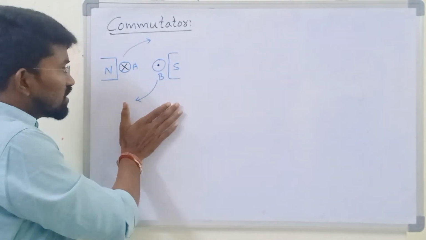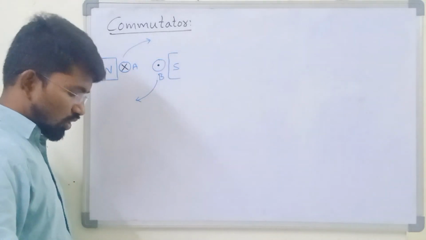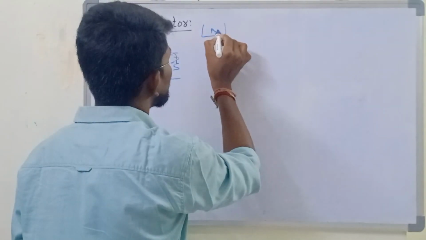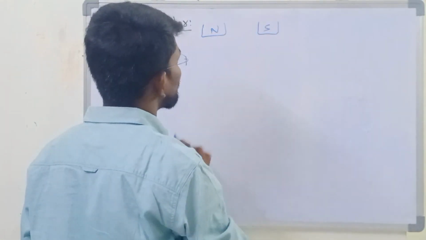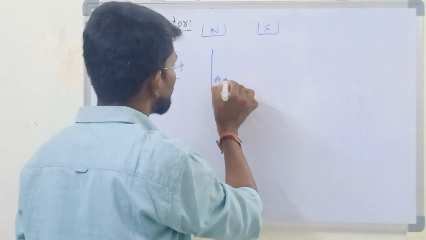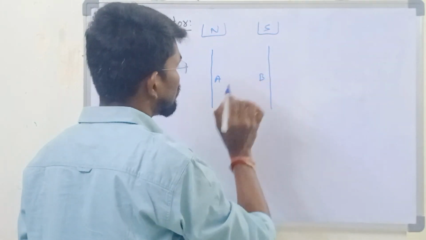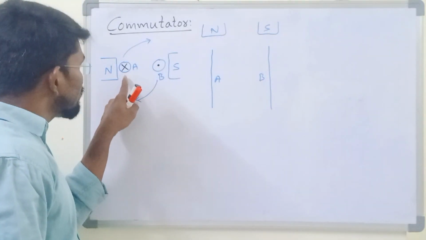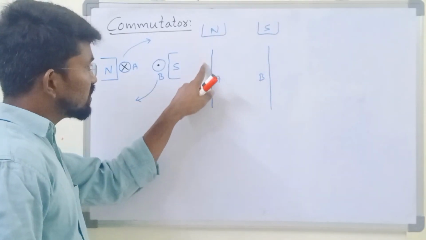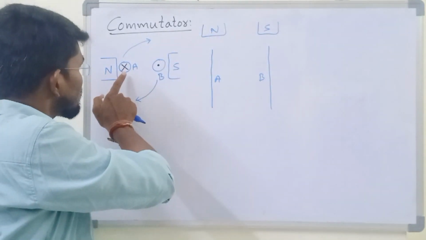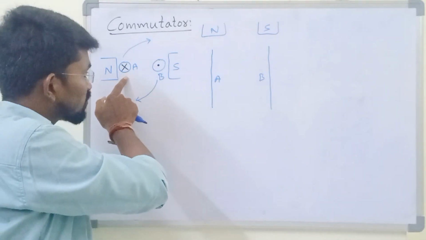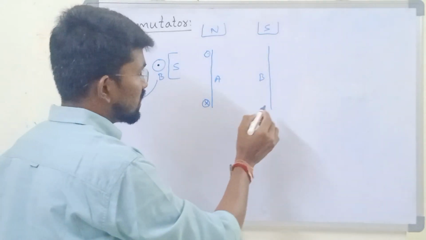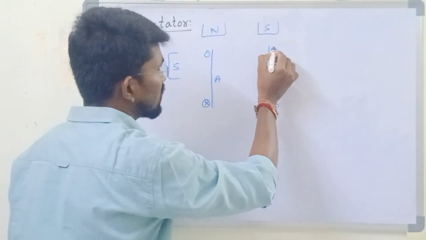Let me draw the same figure in a more convenient way to understand the commutation process very easily. This is the north pole, and this is the south pole. I am taking conductor A under the north pole, and conductor B under the south pole. Here we were seeing only the cross sectional view of the conductor, but now we are taking the full length of the conductor. For the conductor under the north pole, the front end has cross polarity and the back end will be dot polarity. For the conductor under the south pole, the front end is dot polarity and the back end will be cross polarity.